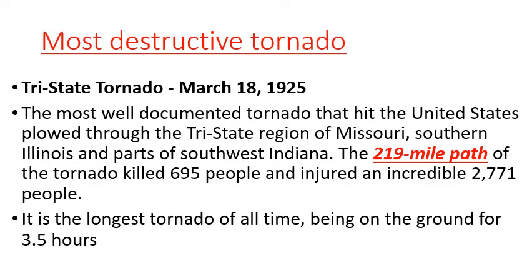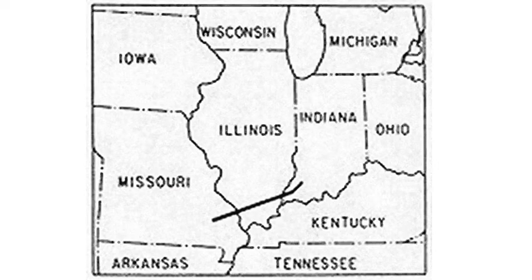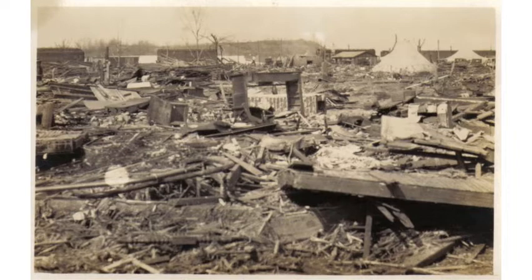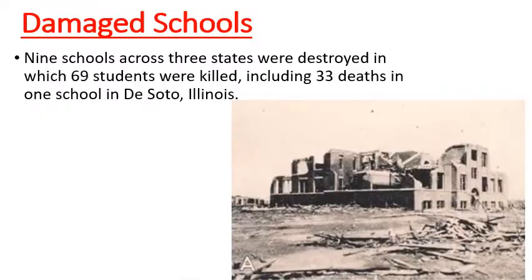The first is what's called the Tri-State Tornado, March 18th, 1925. It's a very well-studied, very famous tornado in terms of the history and studying of tornadoes. What was unusual about this tornado is that it stayed on the ground for 219 miles. It killed 695 people and injured almost 3,000. It lasted for 3.5 hours, which is the longest lasting tornado of all time. Here's its path. Here's an old black and white photograph of what it did. It just leveled whole communities.